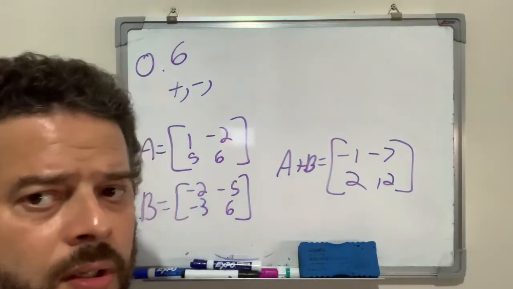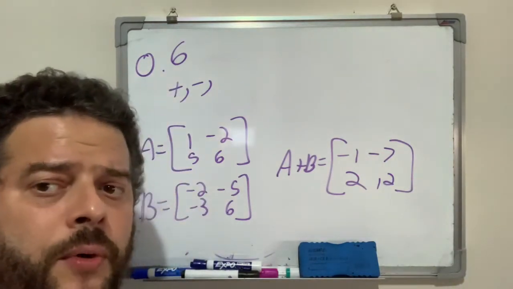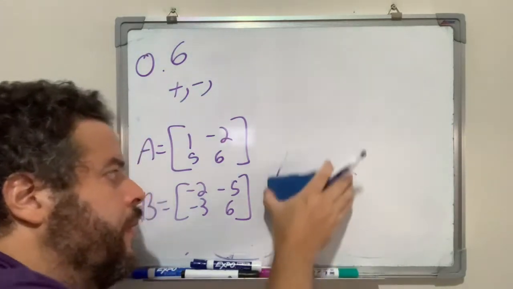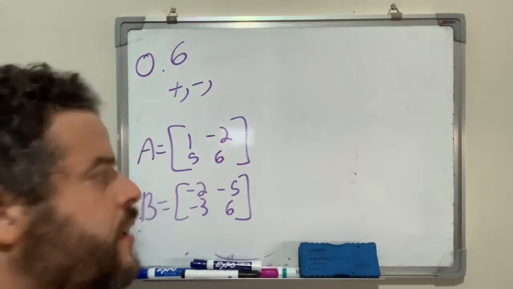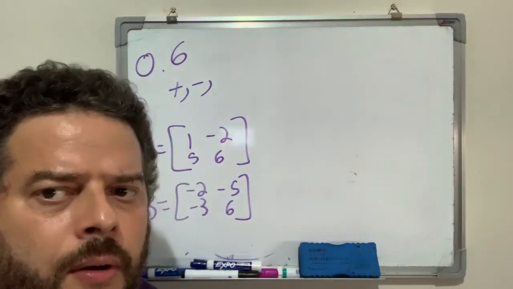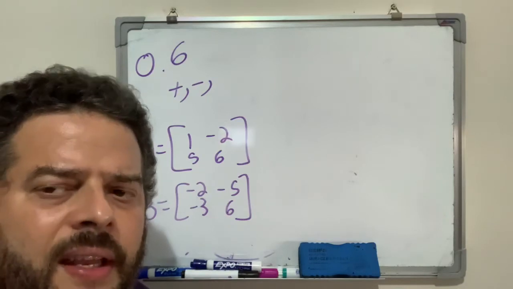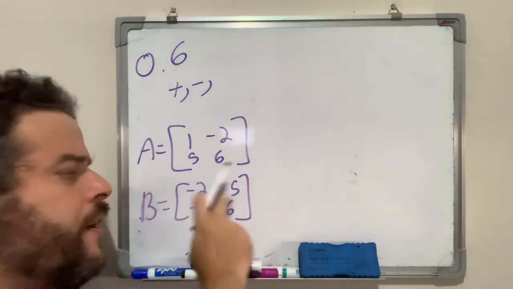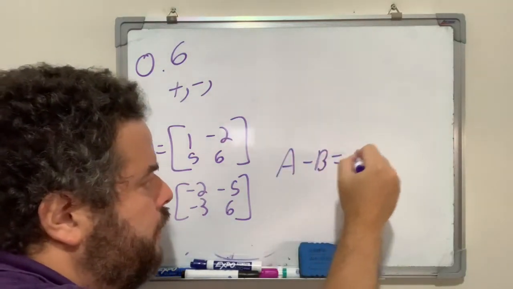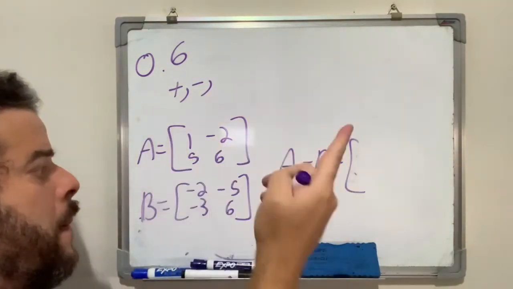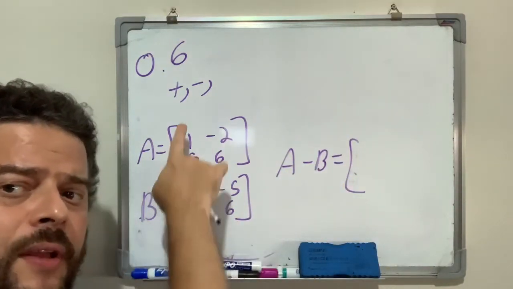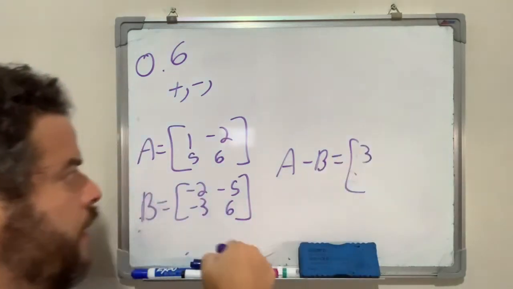So addition is pretty straightforward. You just add the corresponding elements. That's it, nothing new. And remember, they do have to have the same dimensions. Now subtraction is pretty much just like addition with a small extra. The negative is distributed within the entire matrix. So if I go A minus B, I would say 1 minus -2. Minus -2 turns it into a positive. So it'd be 1 plus 2, 3.